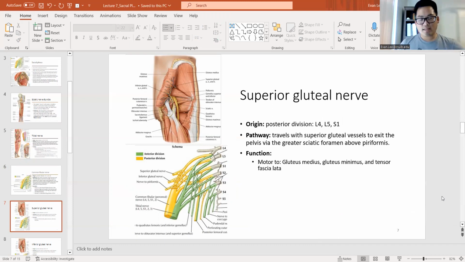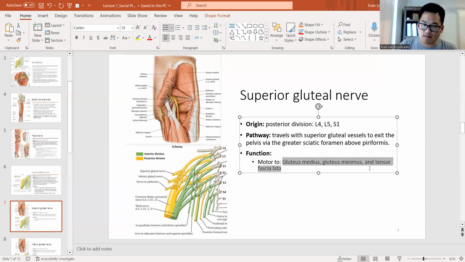Now, the next nerves that we have here are going to be part of the posterior division, the far posterior division, like very posterior. What are the most posterior muscles of the gluteal region? It's the gluteus muscles: gluteus maximus, medius, and minimus. Those are the gluteal muscles, but the superior gluteal nerve specifically goes to gluteus medius and minimus, as well as tensor fascia lata.